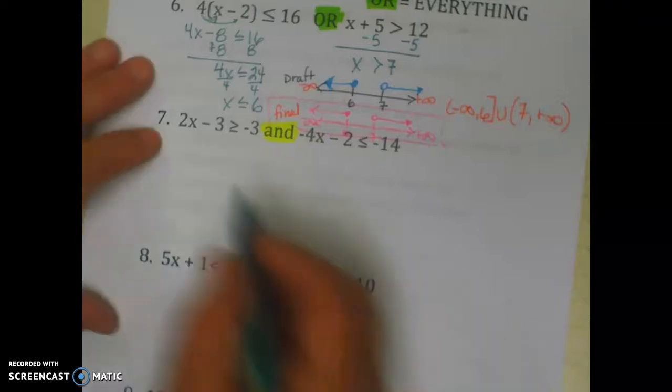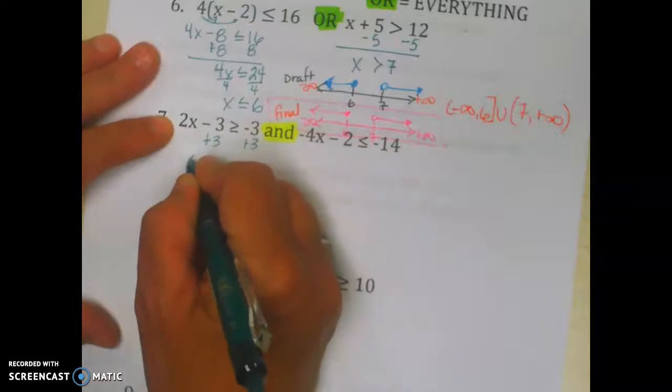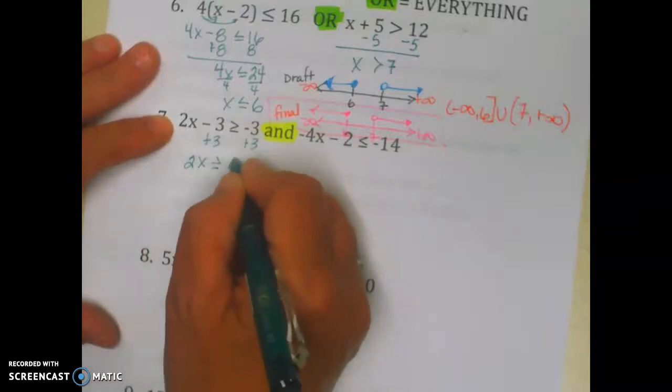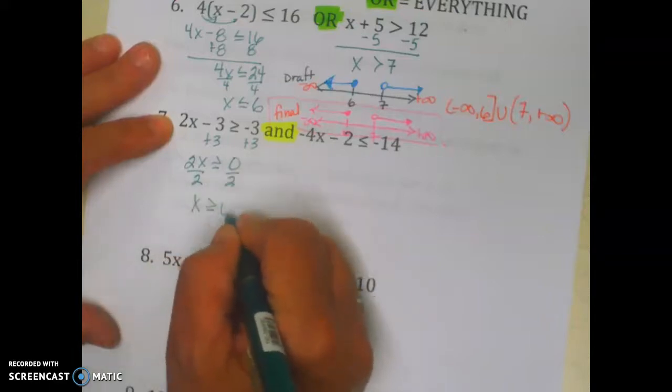You need to get the variable on the left alone, so I'm going to add 3 to both sides. So I have 2x is greater than or equal to 0. Divide both sides by 2, and x is greater than or equal to 0.